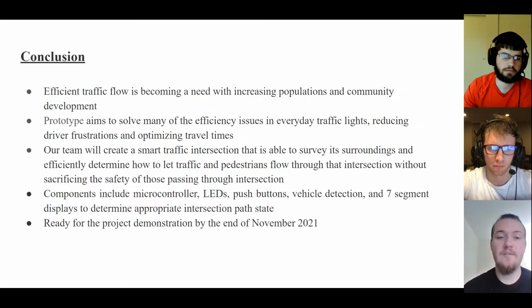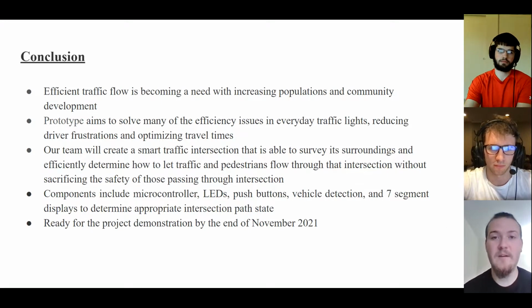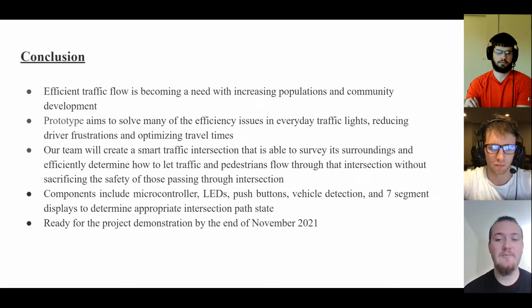In conclusion, efficient traffic flow is becoming a need with increasing populations and community development. This prototype will aim to solve many of the efficiency issues in everyday traffic lights, which will be able to reduce driver frustrations and optimize travel times. Our team will create a smart traffic intersection that is able to survey its surroundings and efficiently determine how to let traffic and pedestrians flow through the intersection without sacrificing the safety of those that want to pass through the intersection. Components that we plan to use include a microcontroller, the LEDs, push buttons, a vehicle detection sensor, and 7-segment displays to be able to determine appropriate intersection path states. Our group plans to get this finished and ready for the project demonstration by the end of November 2021.